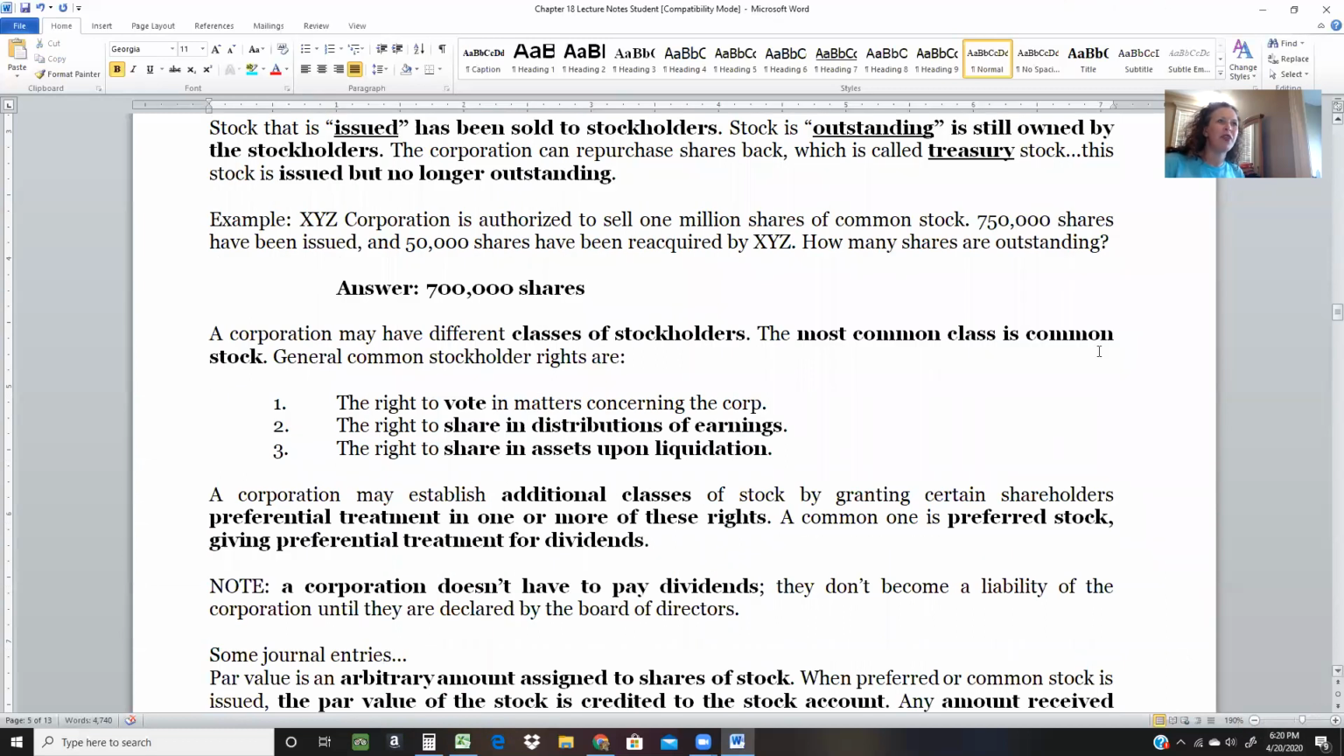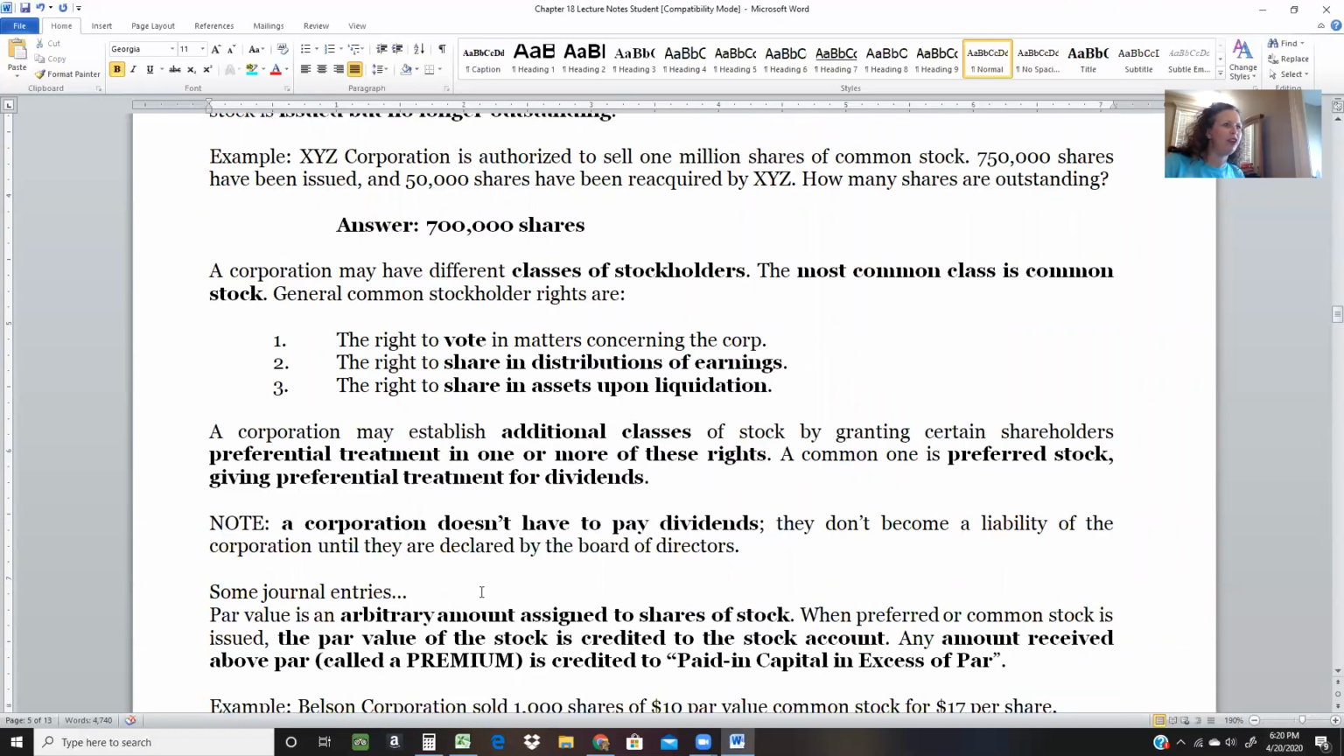Okay, so these are the rights to vote and things like that. We've already covered all of this. This is just a little bit more information on it. Remember that a corporation doesn't have to pay dividends. It's optional. You can choose to pay dividends if you want, but you do not have to pay dividends as a corporation.